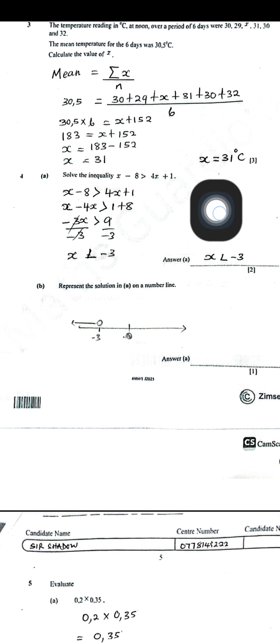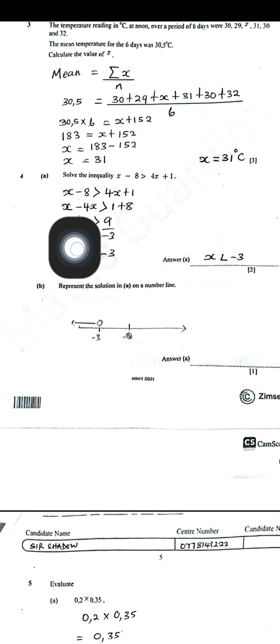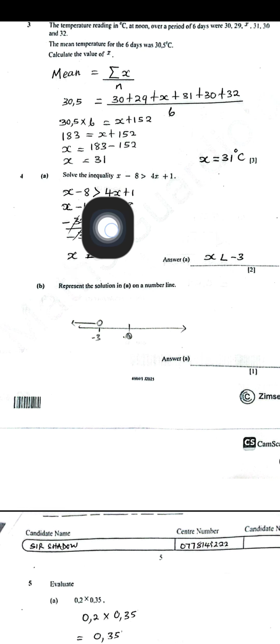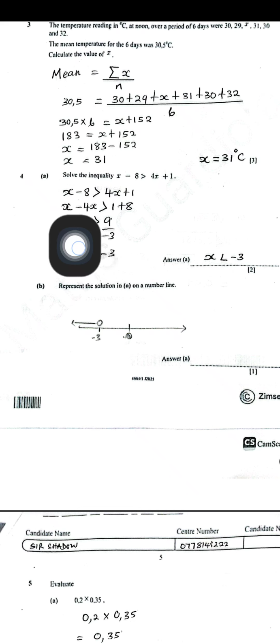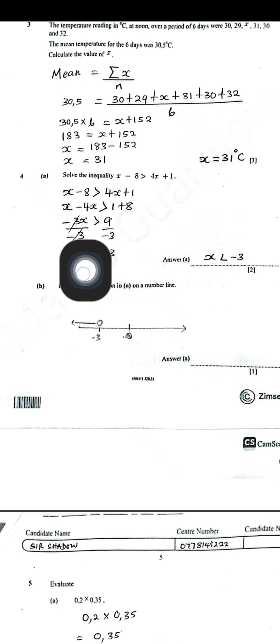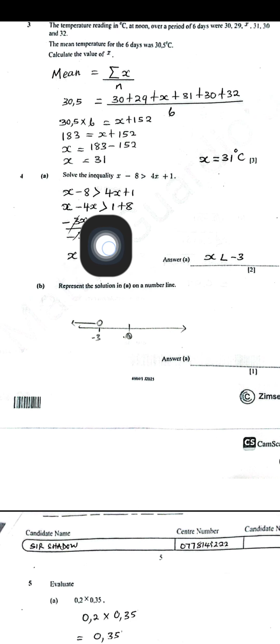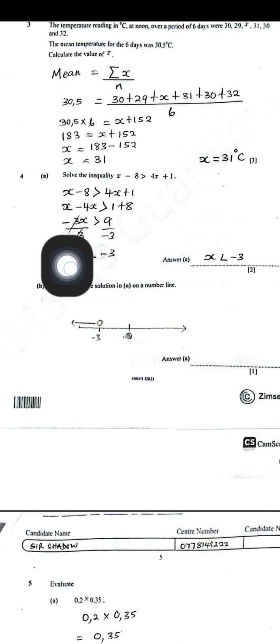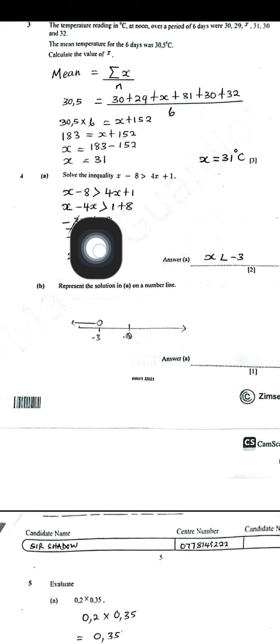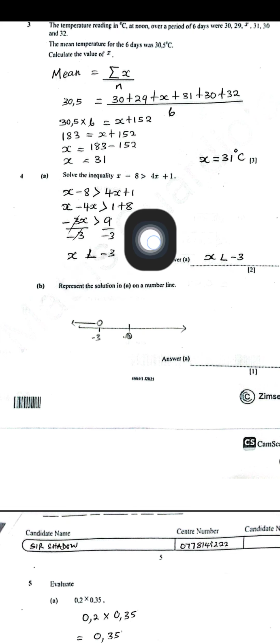This is what we call a linear inequality. We are dealing with something which has one inequality, a linear inequality. Linear inequality is all about grouping the like terms. Let's group the like terms. We are given x minus 8 is greater than 4x plus 1. So this gives us x minus 4x is greater than 1 plus 8. x minus 4x gives us minus 3x, greater than 1 plus 8, which is 9.